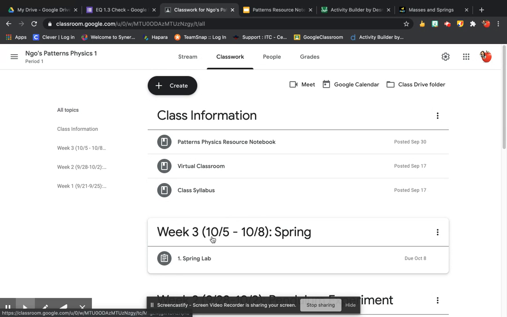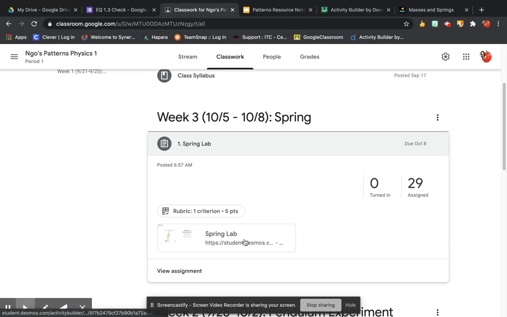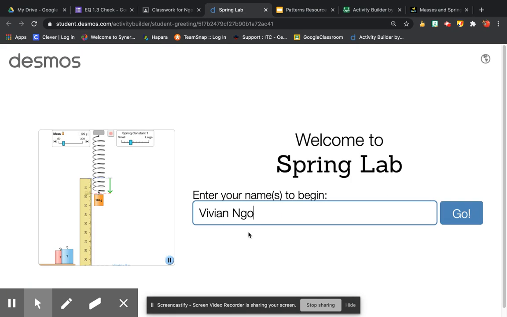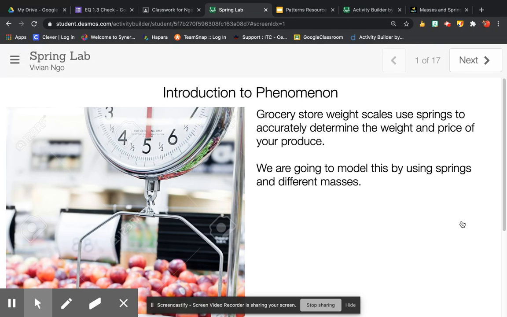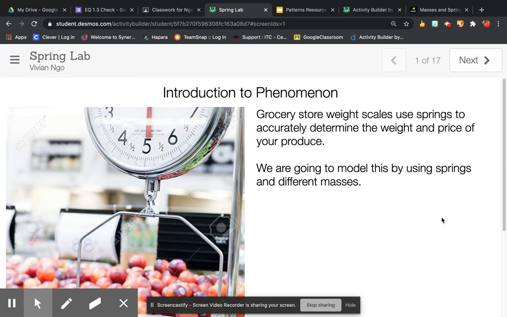This is called the Spring Lab. So on Google Classroom, go to classwork. We are on week 3. This is the Spring Lab. You are going to click and open up the Spring Lab. Again, enter with your name. And this assignment, like before, will be done on Desmos. I'm not going to give you slides because everything is pretty much in the Desmos activity.